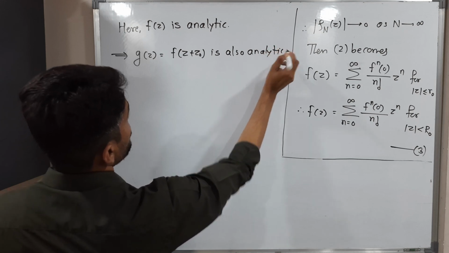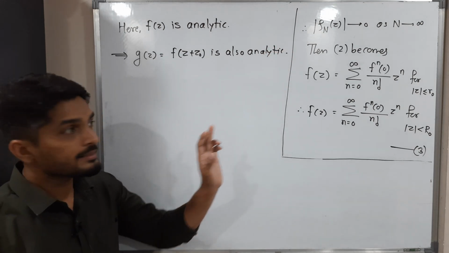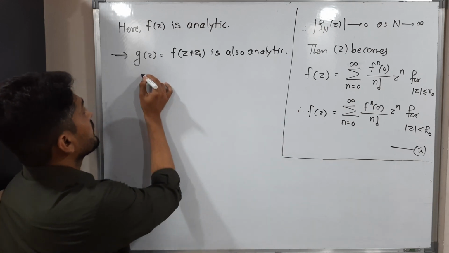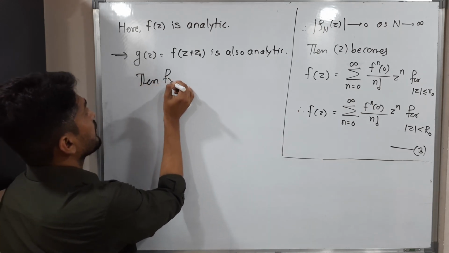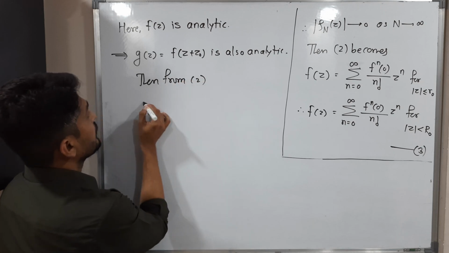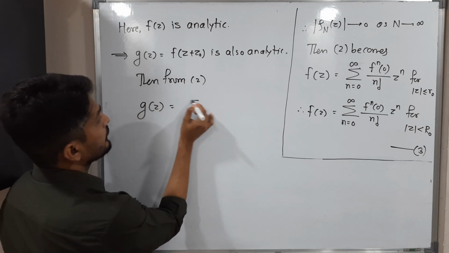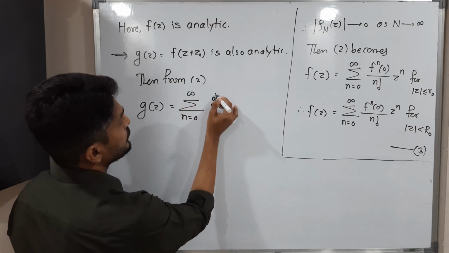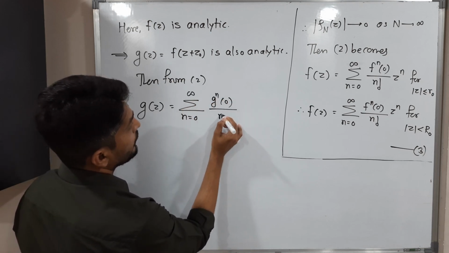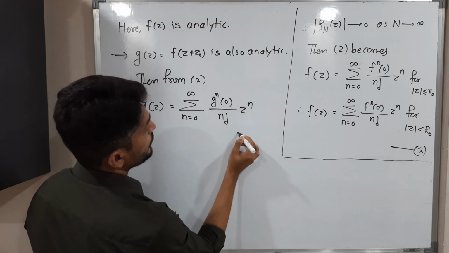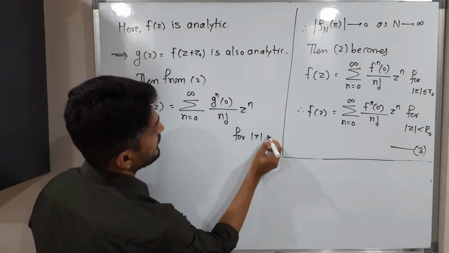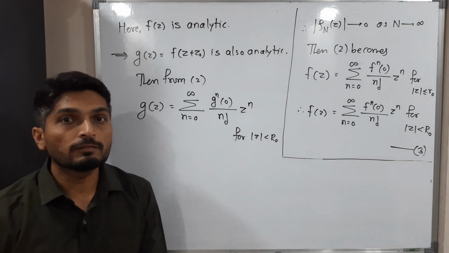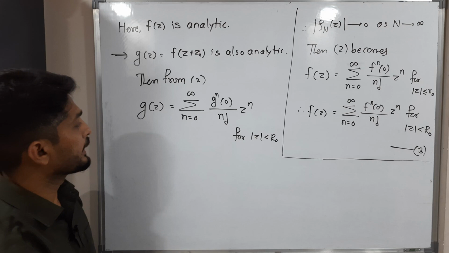So if it is analytic, then we can write the same expansion for that g also. Then from 2 we can write g(z) is equal to summation. This is also an analytic function, no? So we can write the expansion for that g also: the nth derivative of g at 0 upon n factorial z raised to n, for |z| less than r naught. So now let us substitute the value of g. What is the value of g? This one, let me write here.